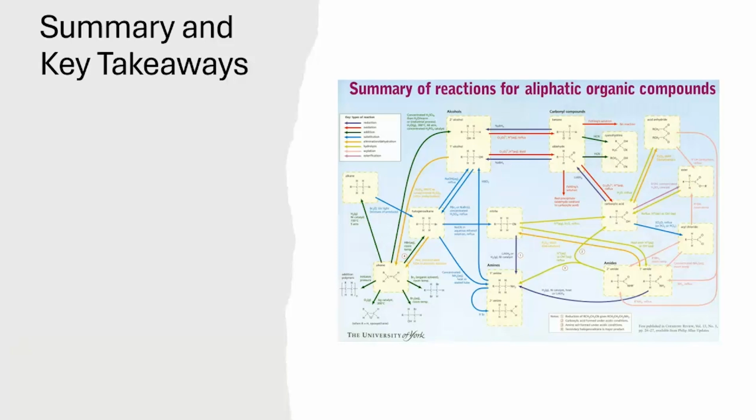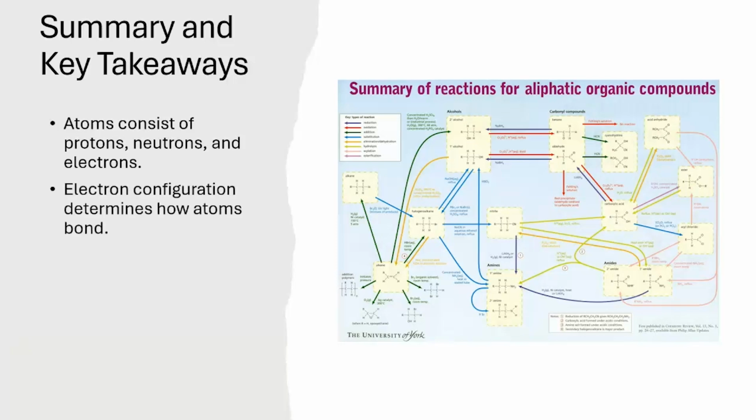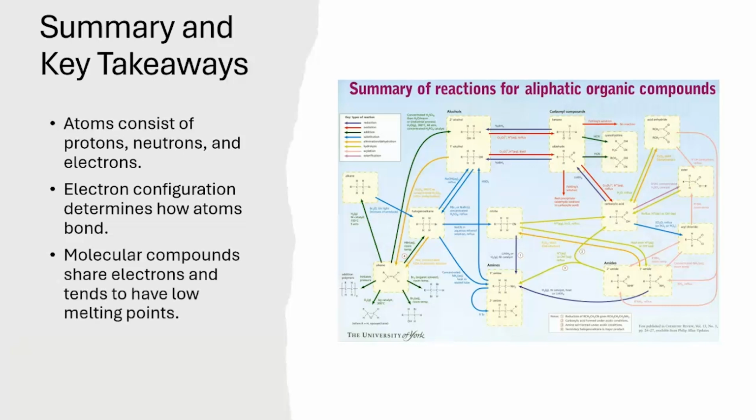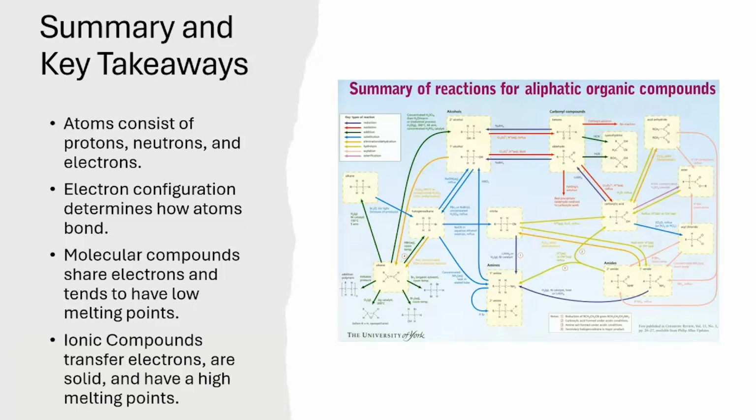Let's hit those final thoughts to finish strong. Atoms consist of protons, neutrons, and electrons. Electron configuration determines how atoms bond. Molecular compounds share electrons and tend to have low melting points. Ionic compounds transfer electrons, are solid, and have a high melting point.